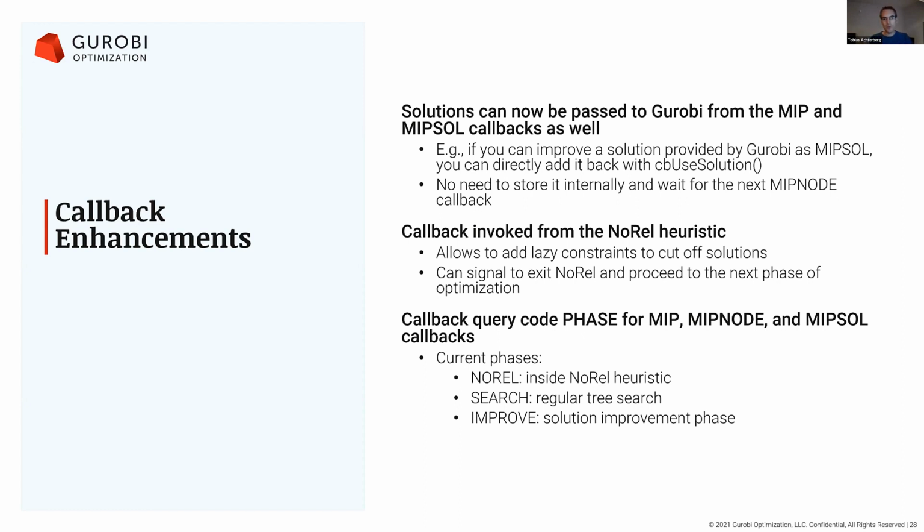In order to know whether you are in the NoRel heuristic, you can query the new phase query code, which tells you whether the solve is currently inside the NoRel heuristic, inside the regular tree search, or inside the improvement phase that you would have enabled with the improve start node or improve start time parameters.